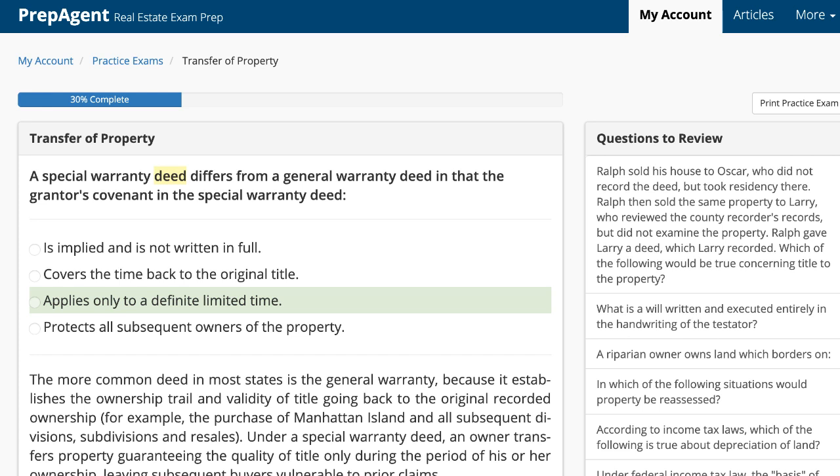Remember we said a special warranty deed is for the life of the previous owner as opposed to a general warranty, which goes for the entire life of the property. Said that earlier.